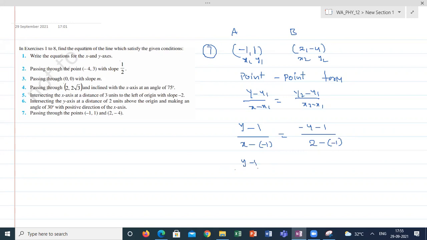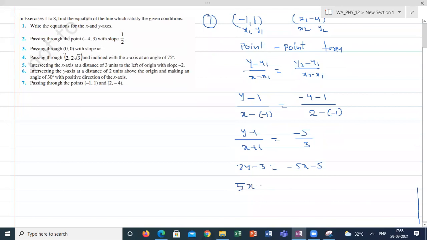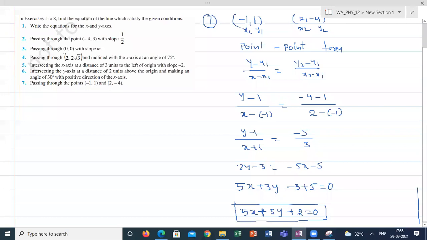This will be y minus 1 by x plus 1 is equal to minus 5 by 2 minus of minus 1, which is 3. If I'm cross multiplying, 3y minus 3 is equal to minus 5x minus 5. So in simplest form, 5x plus 3y minus 3 plus 5 is equal to 0. This will be 5x plus 3y plus 2 is equal to 0. This is the required equation of the line which is passing through minus 1 comma plus 1 and 2 comma minus 4. Is it clear, guys?